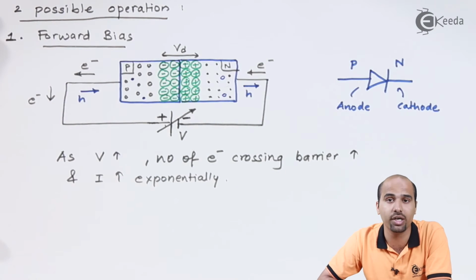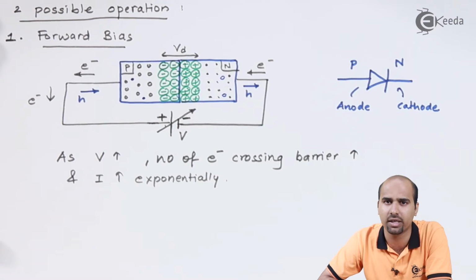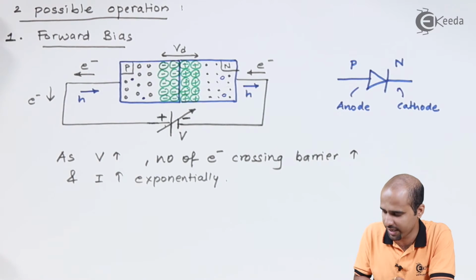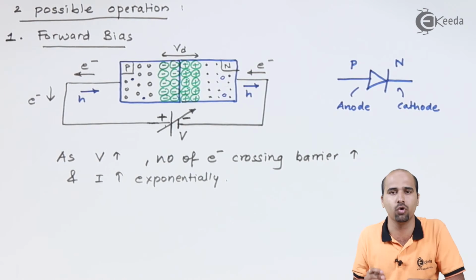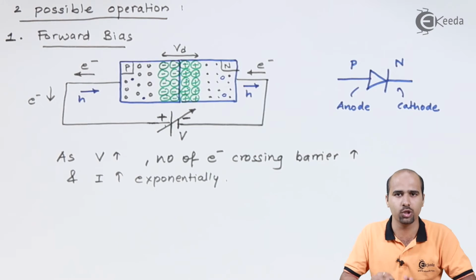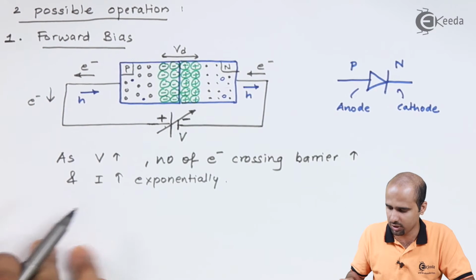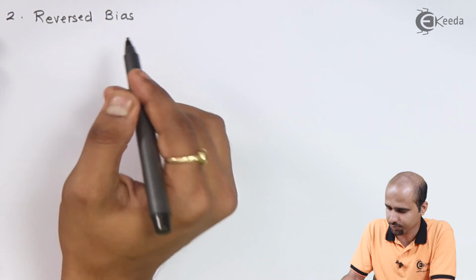This increment of current is exponential. In the next video, we will clearly show how that current increases exponentially, mathematically as well. So as far as forward bias is concerned, if voltage increases, current will increase exponentially, due to the fact that the electrostatic force of attraction and repulsion will lead electrons to move from N type to P type and holes to move from P type to N type. The exact opposite operation we will learn in the next session, which is called reverse bias.